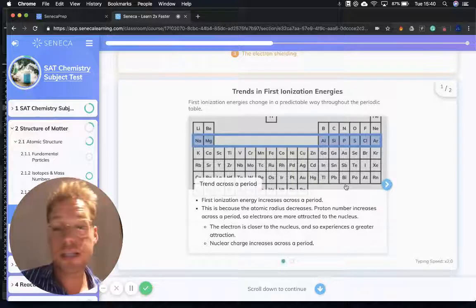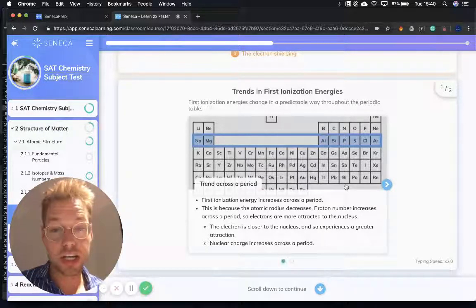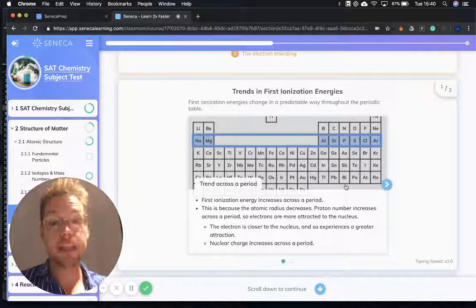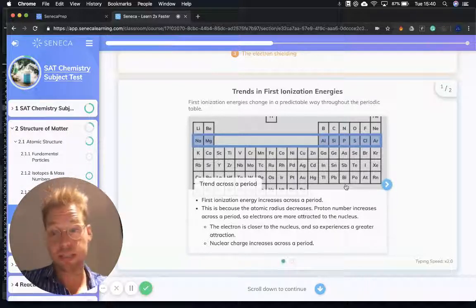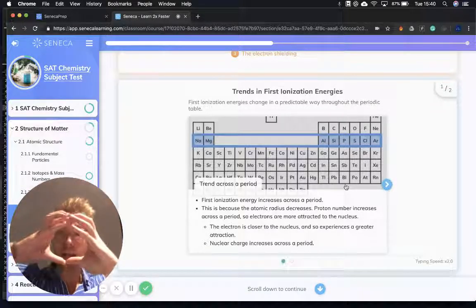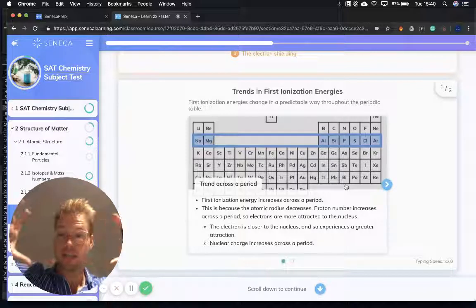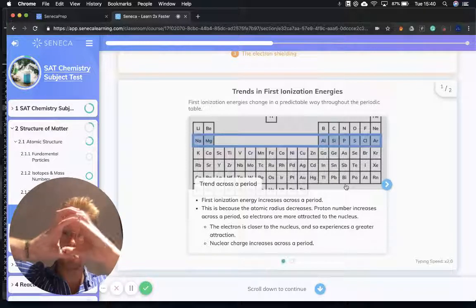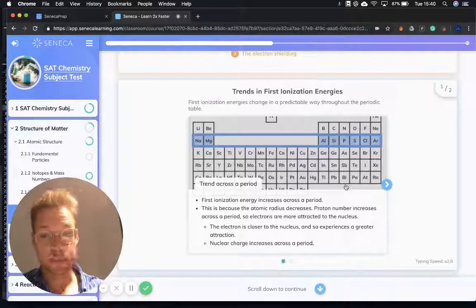Trends in ionization energy. As we go across a period, first ionization energy increases across a period. This is because atomic radius decreases. Atomic radius is just how big the atom is. So the atomic radius is going to be getting smaller as you go across a period.